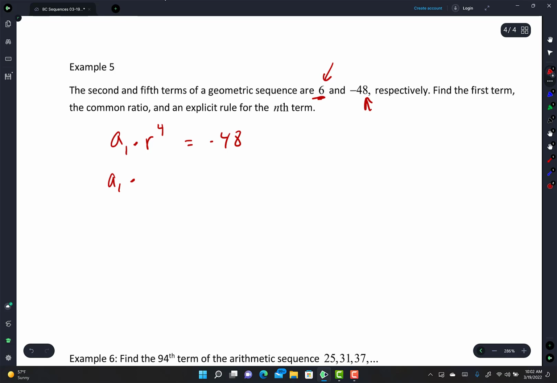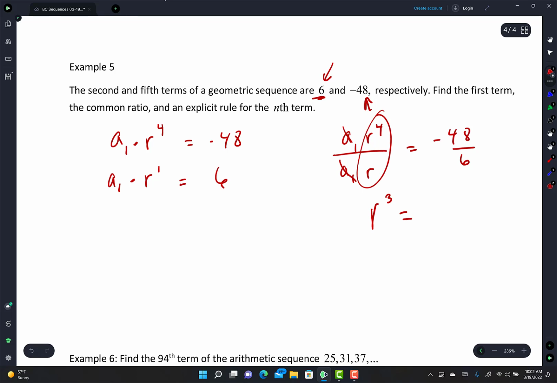The number 6, yeah. Which is that the second one? A1 R to the 1. So can't we just do this? A1 R to the 4th over A1 R equals negative 48 over 6. Look what's going to happen here. The A1s cancel out, and this is going to be R cubed. Do you see how we did it?